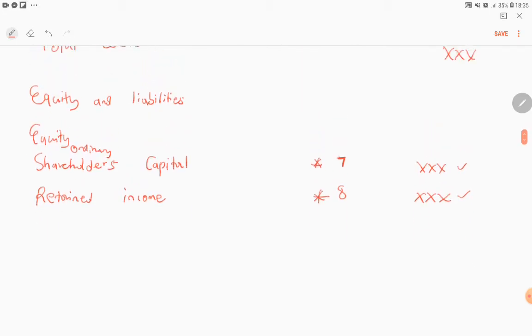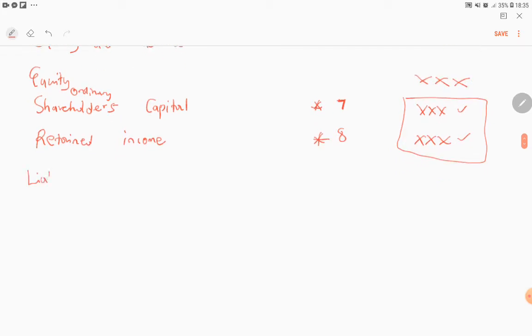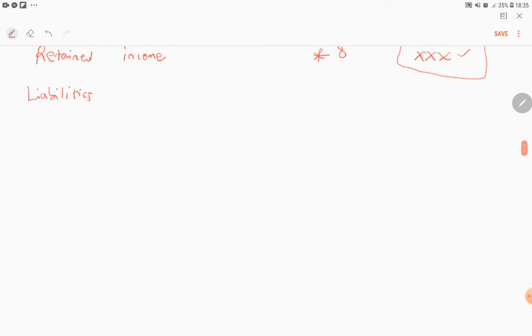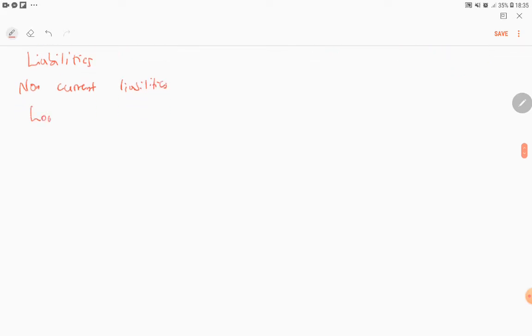After having our equity, the total of this you'll put here, equity. Then you have our liabilities. Just like assets, our liabilities are divided into two: non-current liabilities and current. The only non-current liability we'll be dealing with is a loan or mortgage bond. This is a loan which will be paid in a period of more than 12 months. Then you also have your current liabilities.